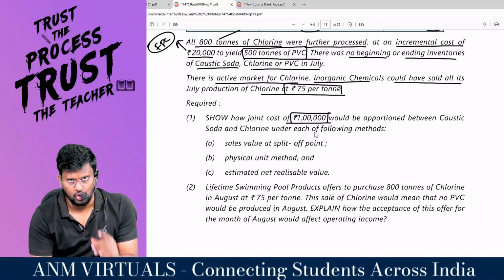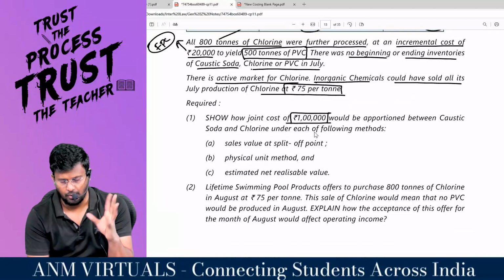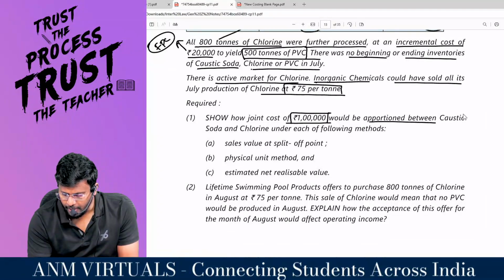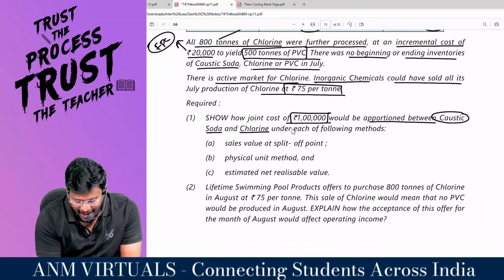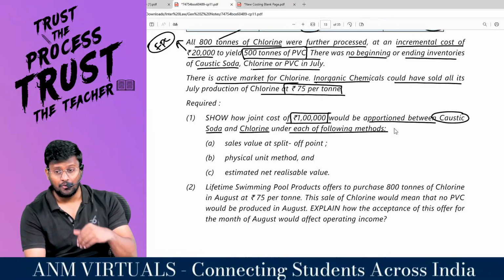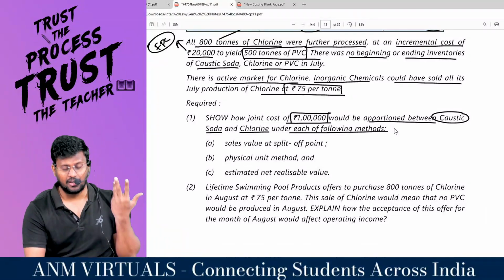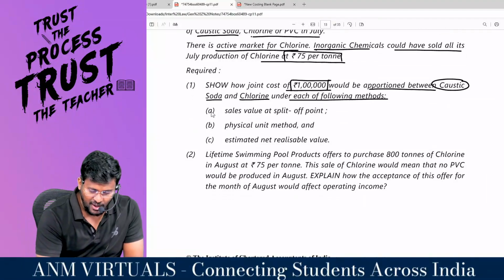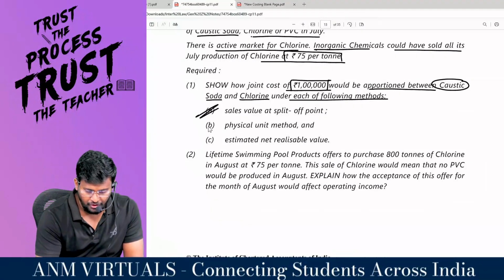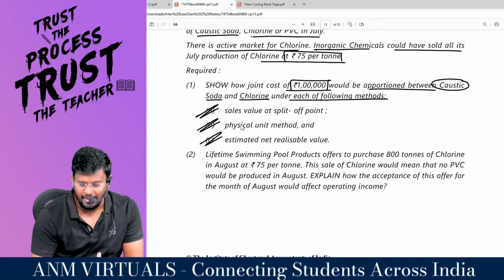1 lakh, because salt plus the conversion cost, 60 plus 40, is 1 lakh. It would be apportioned between caustic soda and chlorine under the following method. They have already told us, it has to be split into two only. If you brilliantly split it into three, they will give you an award. Sale value at split off point, simple. Physical units method, estimated net realizable value.